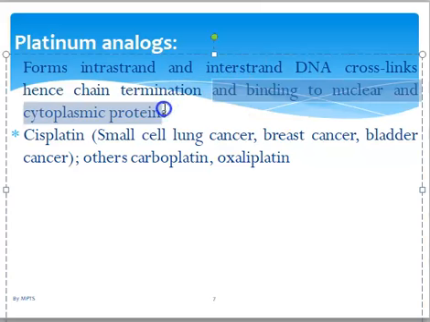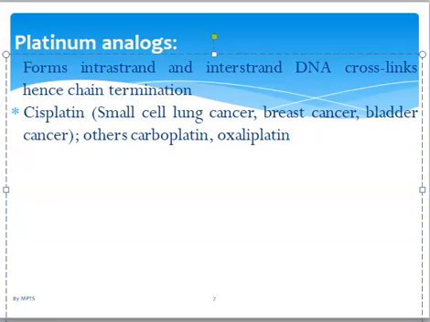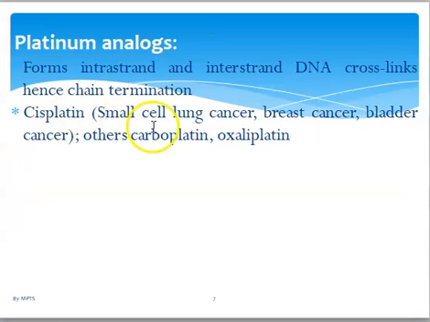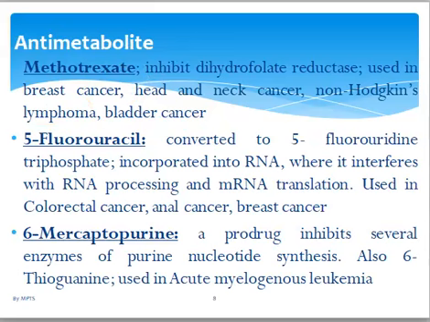Now, examples of cisplatin can be used in small cell lung cancer, breast cancer, bladder cancer, and others such as carboplatin and oxaliplatin. Of course, they form intrastrand and interstrand DNA cross-links, which can cause chain termination. Now, let us look at the antimetabolites.